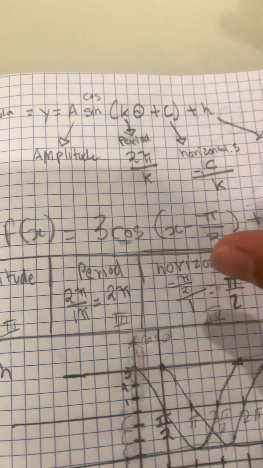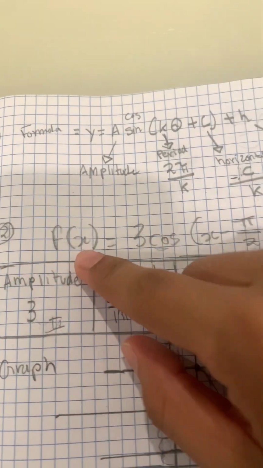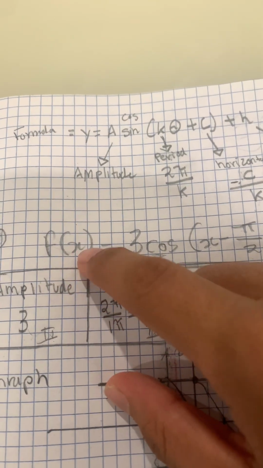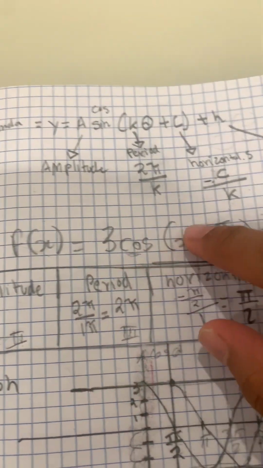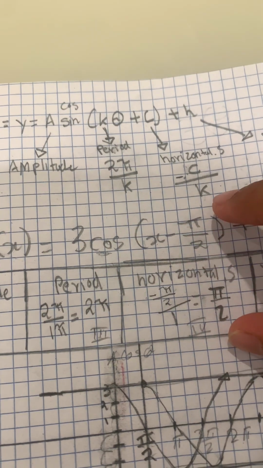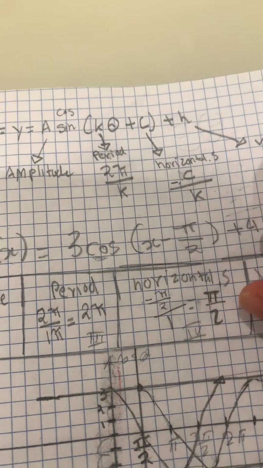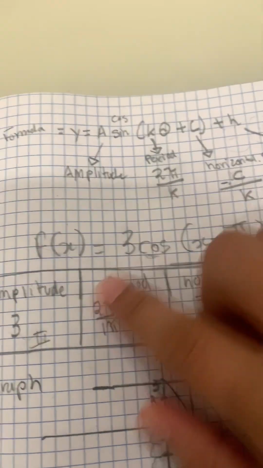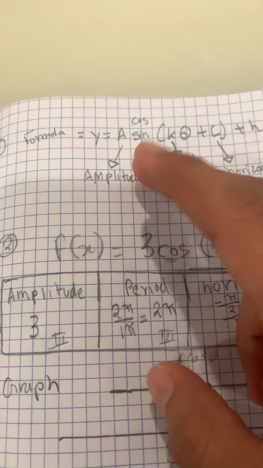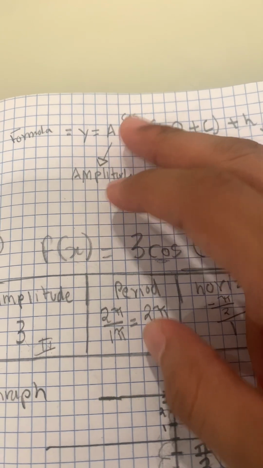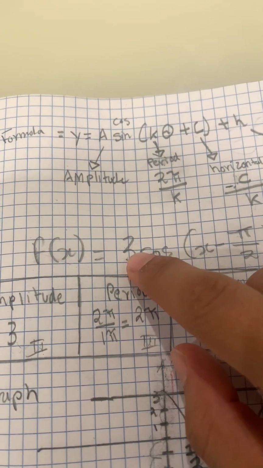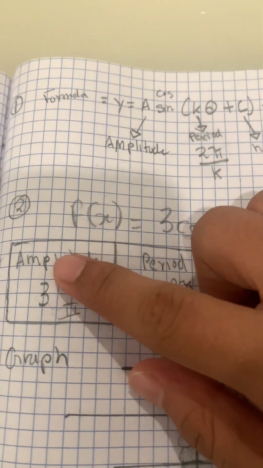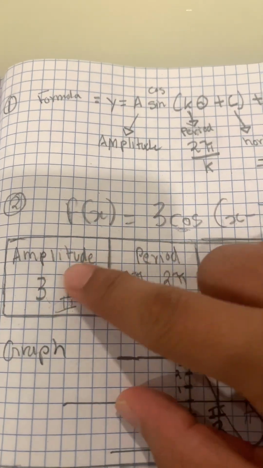So that's our first step. Now the second step, we look at our problem, which is f(x) equals 3 cosine open bracket x minus pi divided by 2 close bracket plus 4. So how do we find amplitude? We know that amplitude is in front of sine or cosine. In front of my cosine is 3, so we know that our amplitude will be 3.